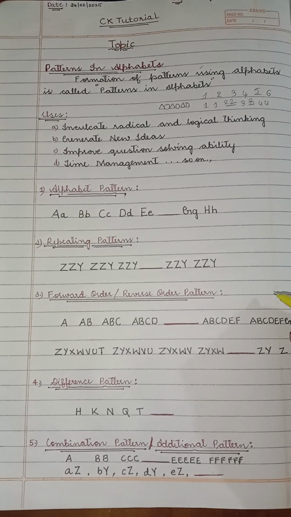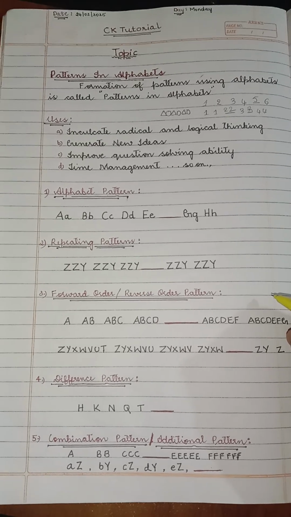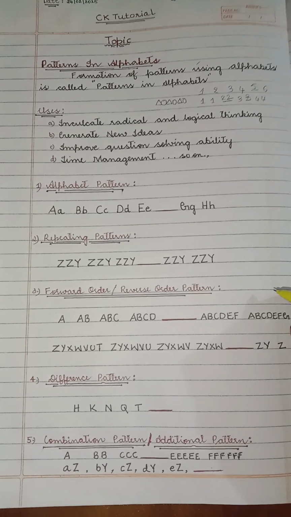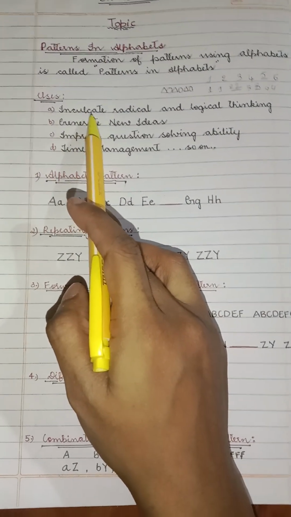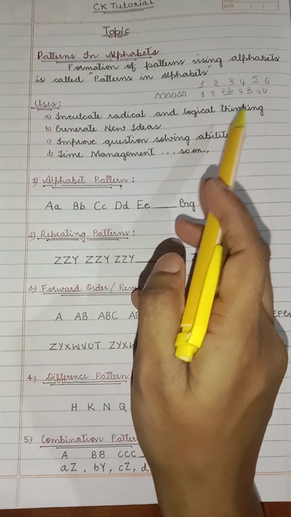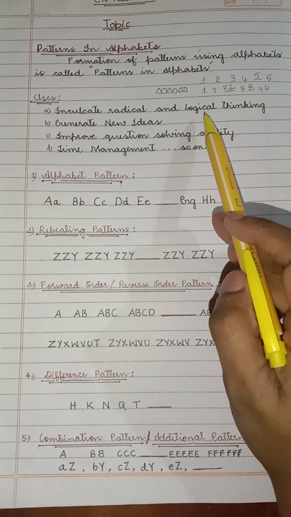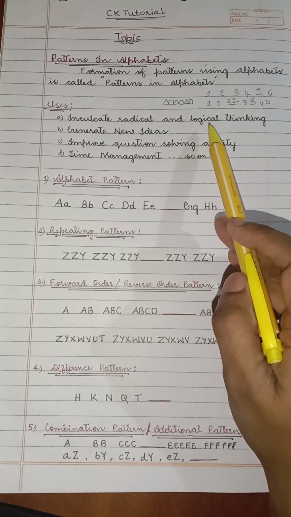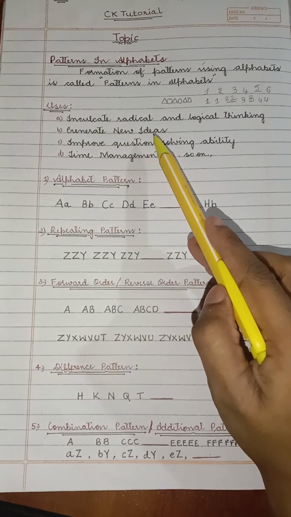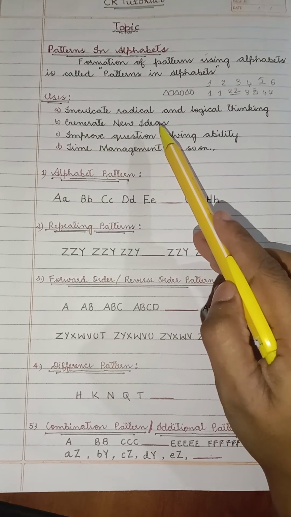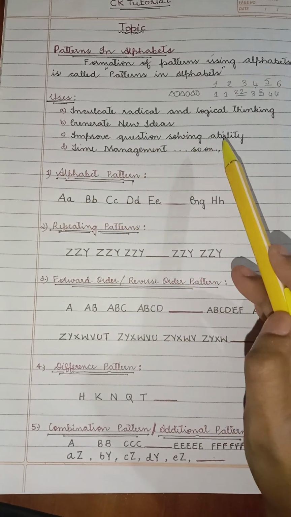So what are the uses of these patterns for children? Why do we have to use patterns in alphabets? These patterns help the children in inculcating, meaning adapting, a logical way of thinking, how to think fast, and also to generate new ideas, how to create new imaginations, new ideas, and to improve the question solving ability.